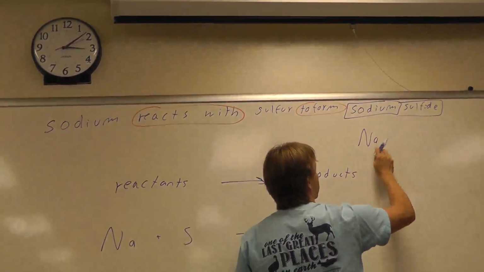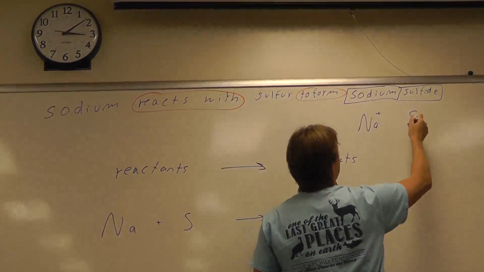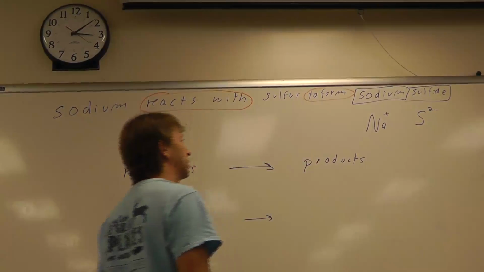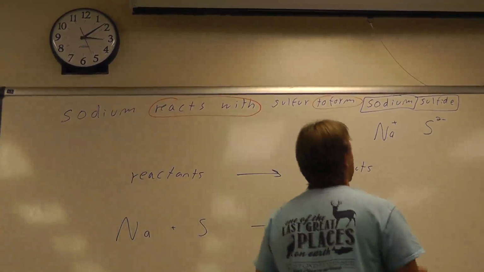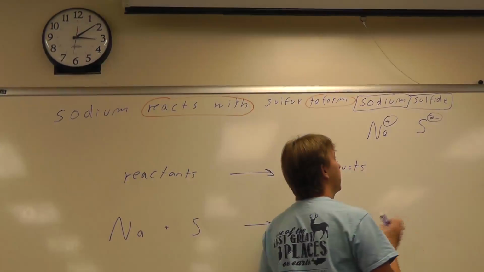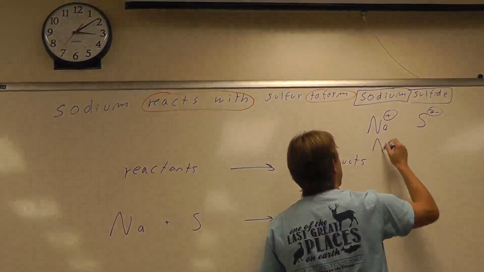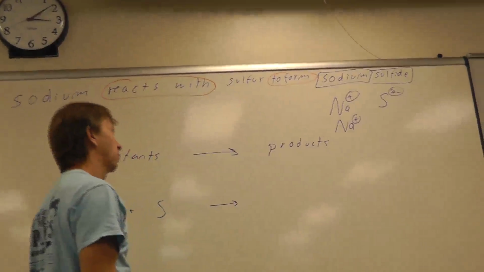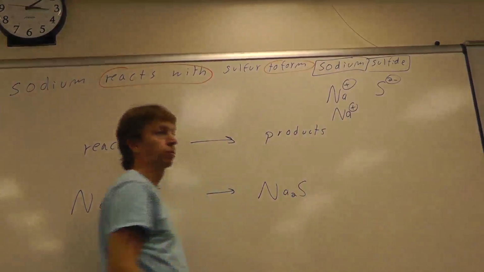What's the charge for sodium? +1. What's the charge for sulfide? Sulfide is always a -2. So electrically, these don't match. But electrically, they have to match or you don't have a neutral compound. For sodium sulfide to be a neutral compound is going to require 2 positive charges, correct? Therefore, the formula for the compound is this.